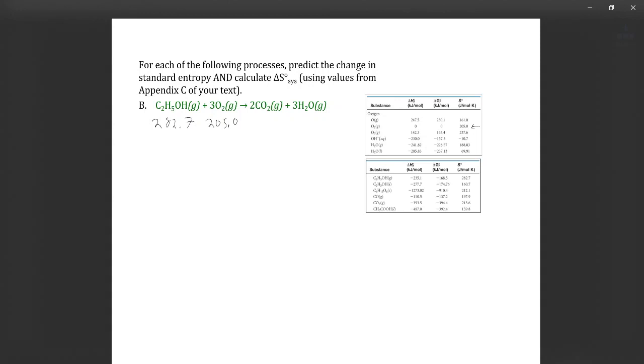Now we have gaseous CO2. We come over here, we find that here: 213.6. And then we have gaseous water. Let's find that in our chart here: 188.83. Those are all going to be in terms of joules per mole Kelvin.